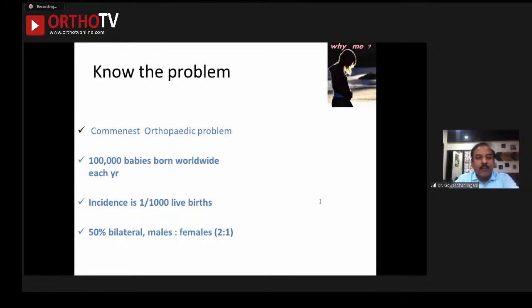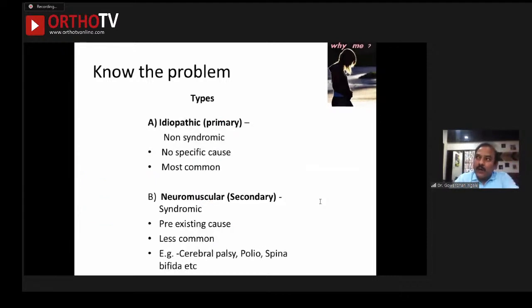As Shinde sir has pointed out, it's a common problem, 1 in 1,000 live births, and commonest in males, obviously. We have to tell them the causes of this, because this is going to decide the treatment protocol once the child is born. If it is idiopathic or primary clubfoot, then obviously it's non-syndromic, so there is no specific cause, and it's the commonest, almost up to 90% are idiopathic clubfoot.